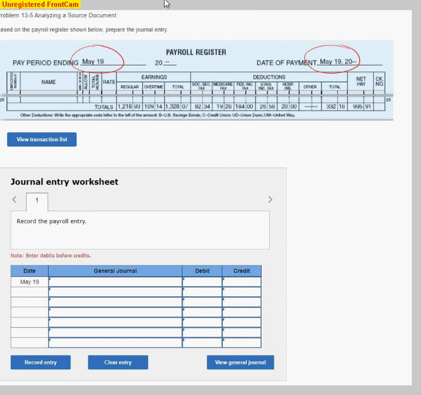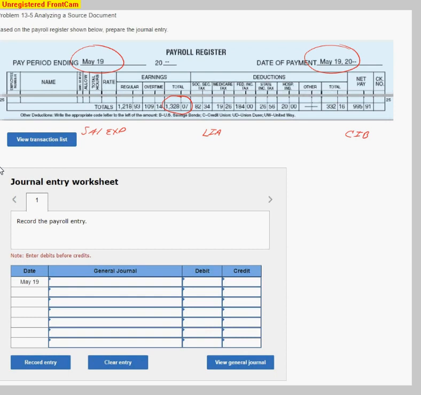So let's get down to business here. A couple things we need to really discuss beforehand is we need to know what our salary expense is. We need to determine what are considered liabilities. And we need to determine what our cash in bank is going to be. Well, salary expense is nothing more than the total gross earnings for all of your employees. So this is what everybody earned if you added it all up.